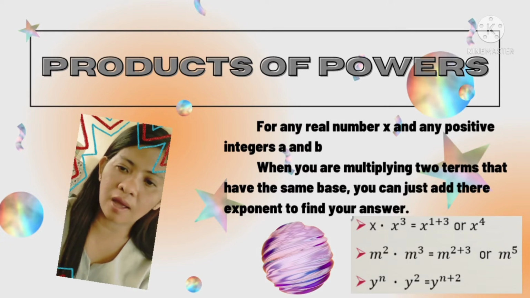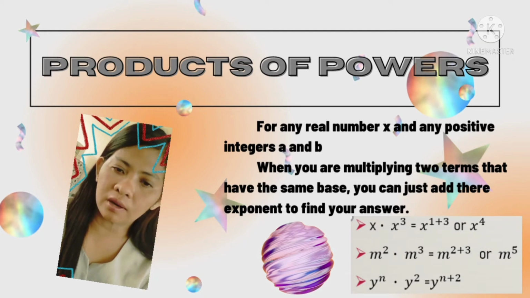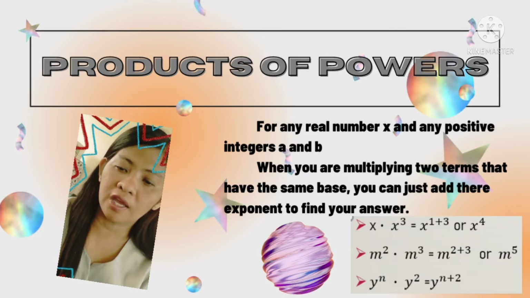For example, x multiplied by x raised to the third power is equal to x raised to 1 plus 3, or x raised to the fourth power. So where did the 1 come from? Understand that the exponent of the variable x is 1. No need to write the exponent if the exponent is 1, an invisible 1.